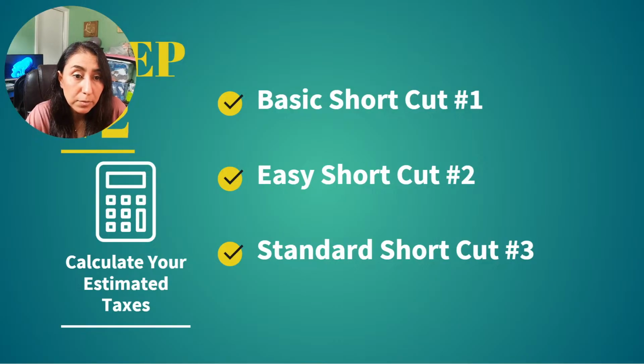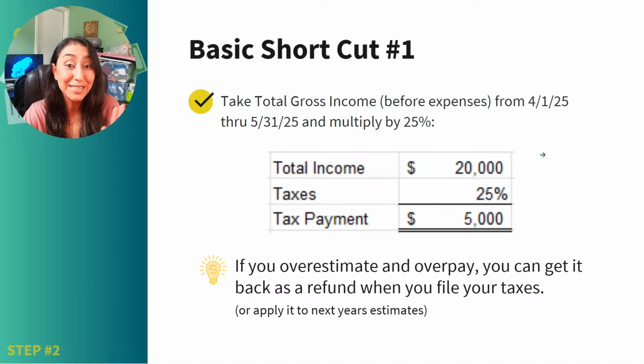So step 2, let's get into it. I've got a basic shortcut for you. I've got an easy shortcut and I've got a standard shortcut. So I got some shortcuts for you. The basic. From step 1, when we went in there and pulled your income numbers, you're going to take your income and just times it by 25%. And that's your tax payment. Boom. You don't even have to do anything else.